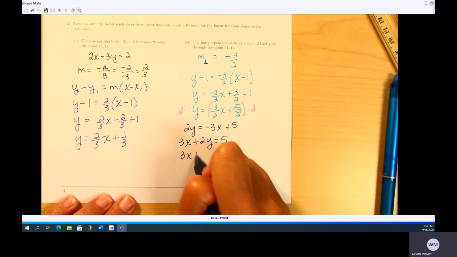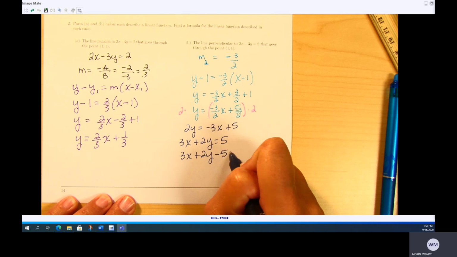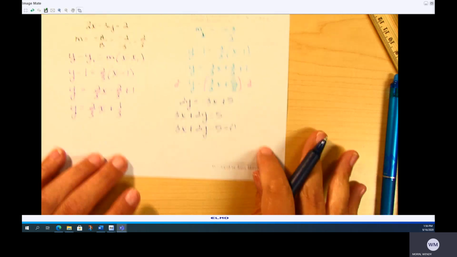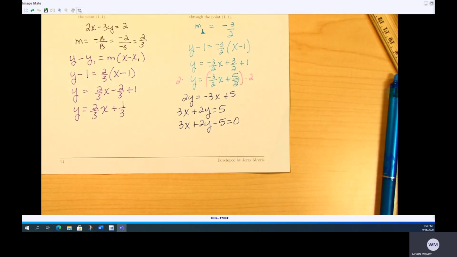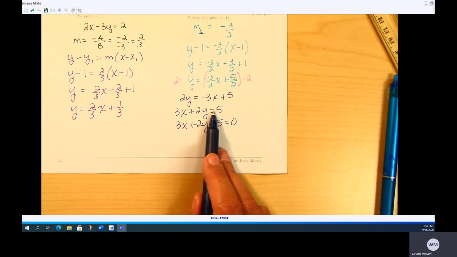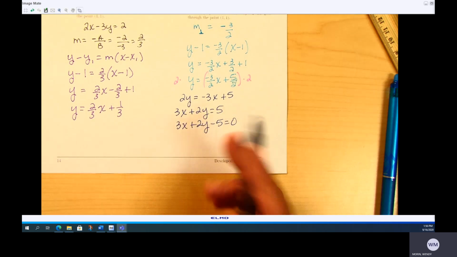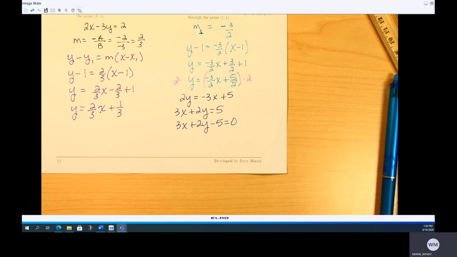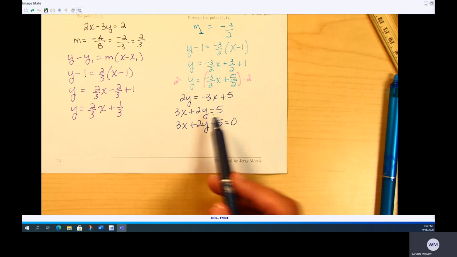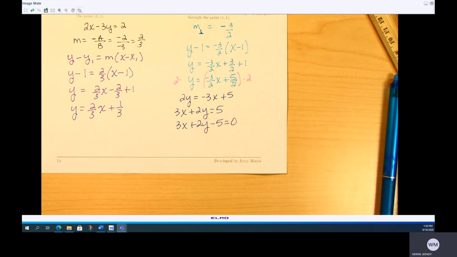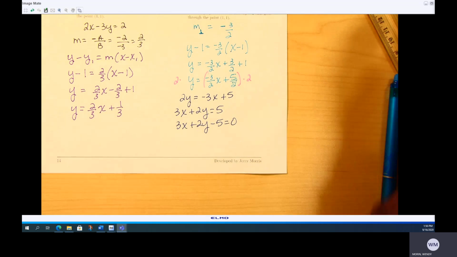Or 3x plus 2y minus 5 is sometimes also referred to as standard form, which I think your book uses, but most books use this. Either one is acceptable for standard form. If it's multiple choice, they will have one or the other. And that is it.